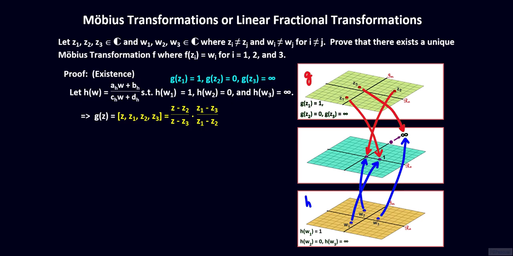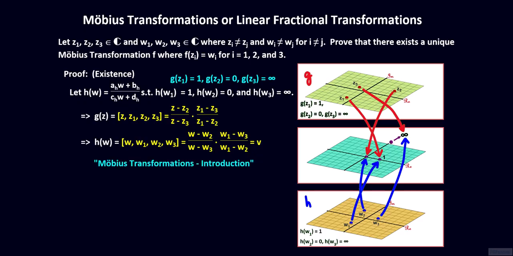And so, modifying the formulation for G of z, H of w equals the cross ratio of w, w sub 1, w sub 2, and w sub 3, and is equal to this quantity. We set H of w equal to v. In another video lecture, titled Möbius Transformations Introduction, we had shown that the inverse of a Möbius transformation exists and is also a Möbius transformation. And so H inverse exists and is also a Möbius transformation.